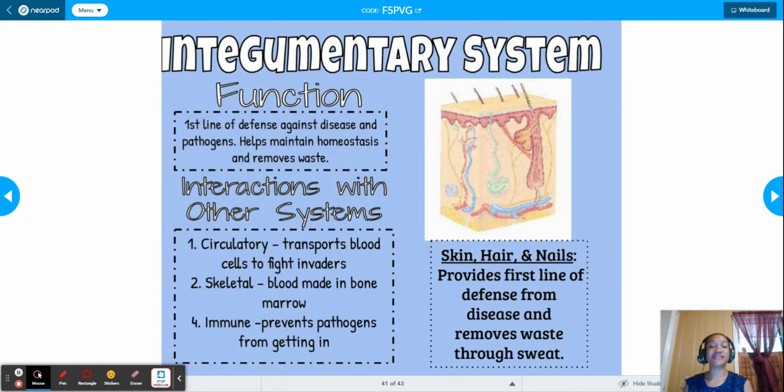And lastly, our integumentary system. It is our first line of defense against disease and pathogens such as germs. It also helps us to maintain homeostasis, which is that balance of our hormones, and it helps to remove waste. The vital organs of the integumentary system are your skin, hair, and nails. Other systems that the integumentary system works with are the circulatory, the skeletal, as well as the immune systems.